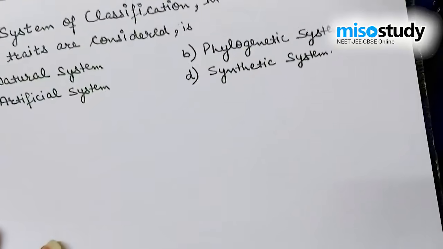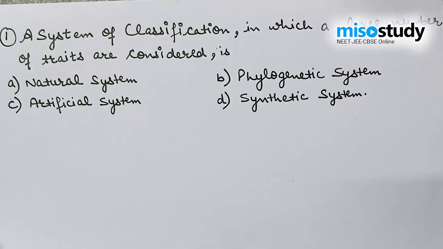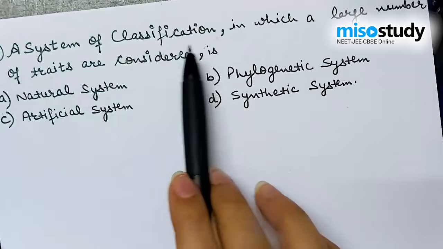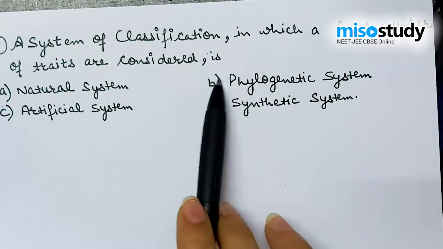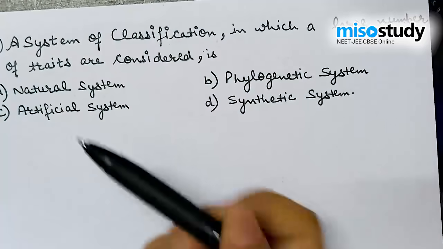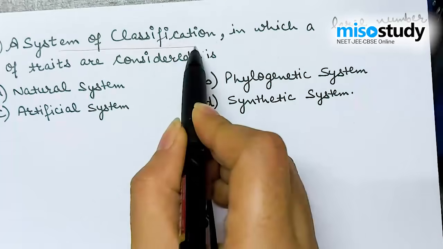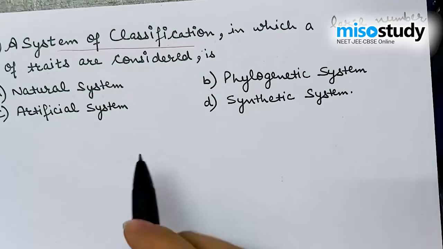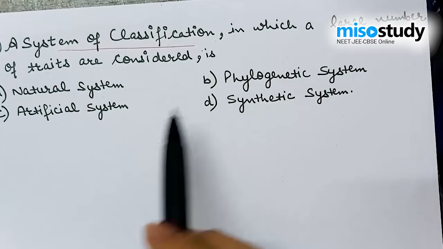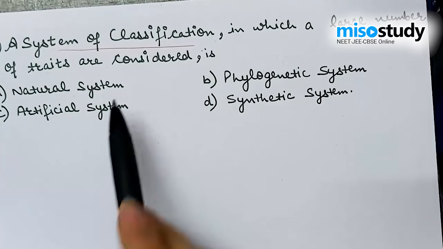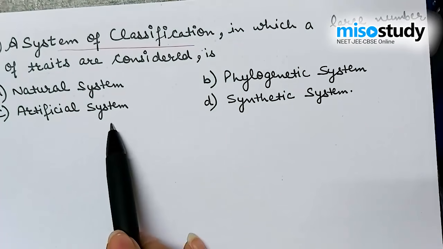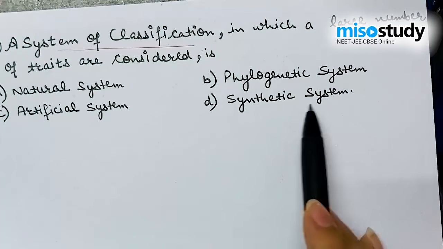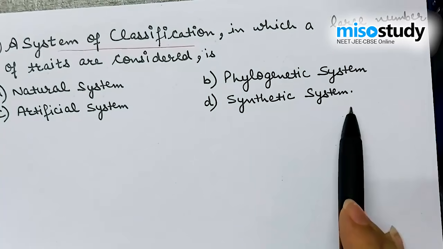So the first question from plant kingdom is: a system of classification in which a large number of traits are considered is. Option A natural system, option B phylogenetic system, option C artificial system, and option D synthetic system.